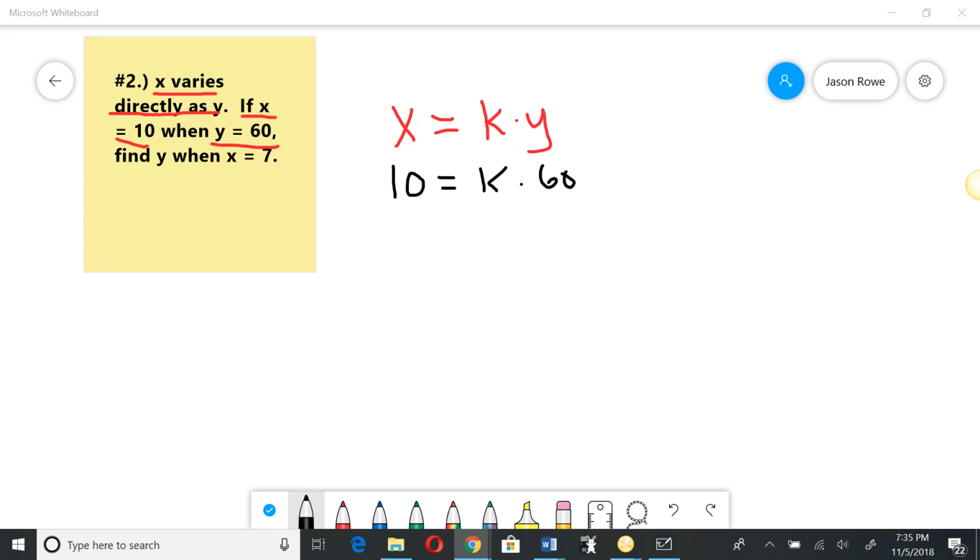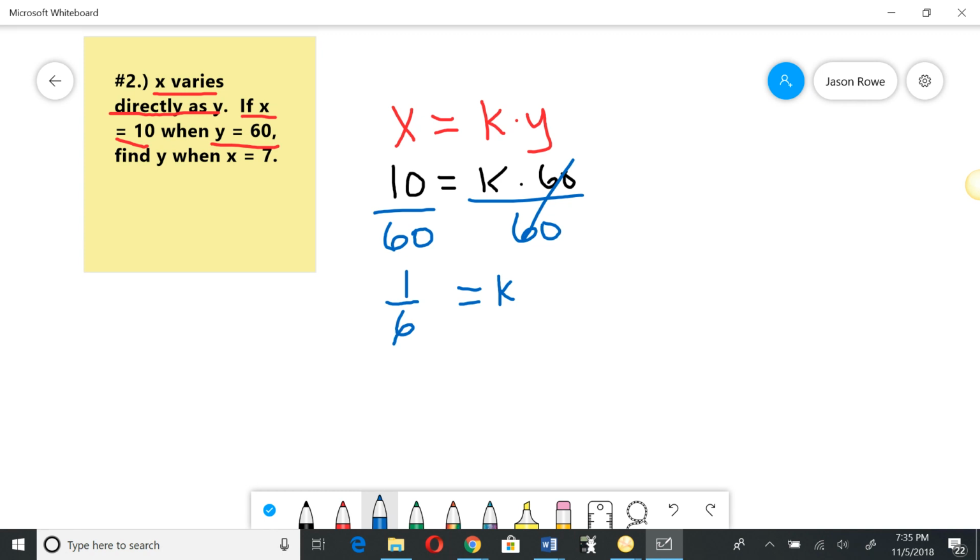And once you substitute here, you can solve the equation to find k. So to find k here, we're going to divide both sides by 60. And so k will equal, again, be very careful. Don't make the mistake of doing 60 divided by 10 to get 6. This is 10 over 60, which reduces to 1/6. Now, we're not done here. That's just the first part of this particular problem. It asks you to find y when x is 7.